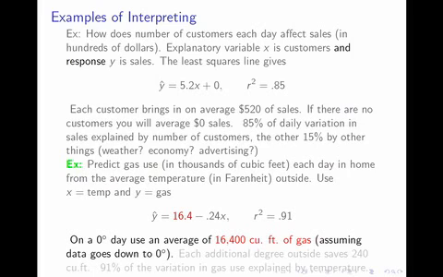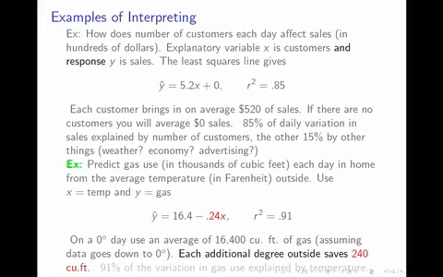Well, the y-intercept tells us that on a 0-degree day, we can expect to use an average of 16,400 cubic feet of gas. That's assuming we have data that goes down to 0. So if you live in Maine and your data includes winter, it probably goes down to 0, and that's reasonably accurate. If you live in Florida and your data never got below 40, then that's a meaningless number.